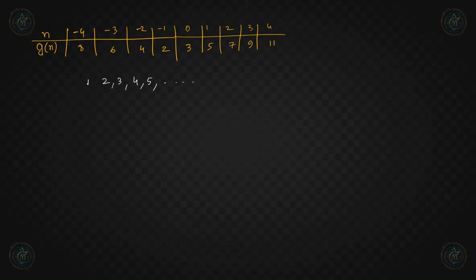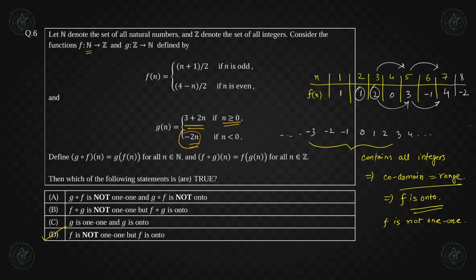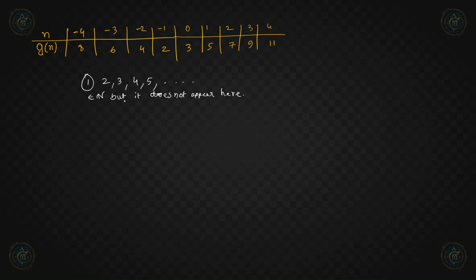But this 1 is not covered, right? 1 also belongs to the set of natural numbers, but it does not appear here, right? This 1 is not found in any of these g(n) values, okay. That means 1 does not appear here. So the range of the function is not equal to the codomain of the function, which is the natural numbers, okay. That means we have this codomain not equal to the range of this function. So we can say g is not onto.